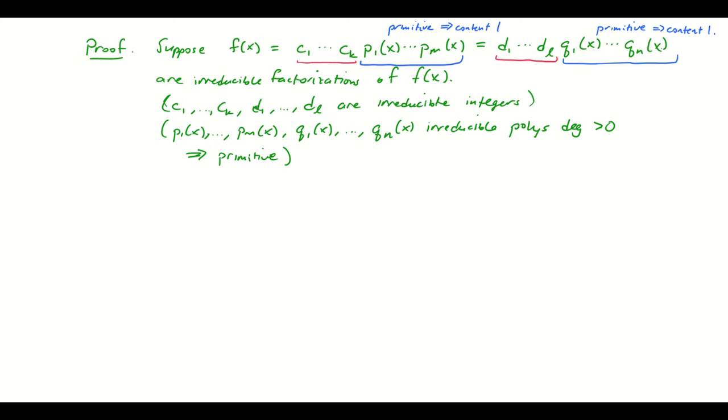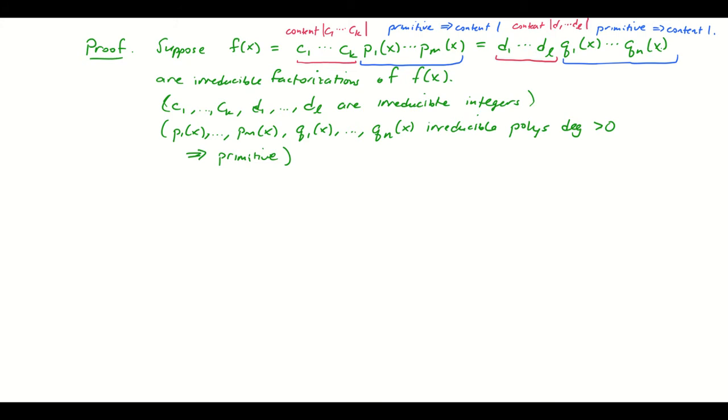So that's great, because I also know what the content of all the red stuff is. It looks like it's going to be the product of all these numbers, c1 through ck. And it almost is. It's really the absolute value of that, because if I have just a c1 there, no other c's, and that c1 is -3, I wouldn't say that the content of that is -3. I would say the content is 3. Same with all of these. The content is going to be d1 through dl, absolute value of the product.